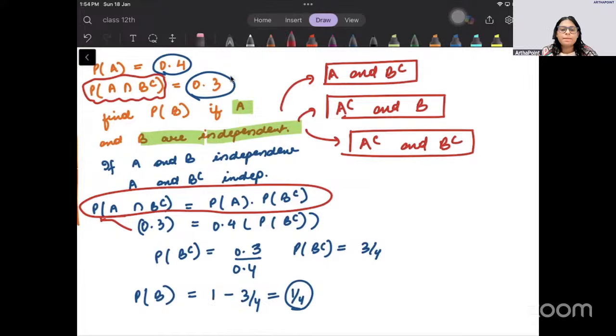Any doubt in this? Is it making sense? This is a very commonly asked question. माने directly they will not give you A intersection B always. वो इसको थोड़ा इधर उधर करके भी they can go ahead and they can give you.